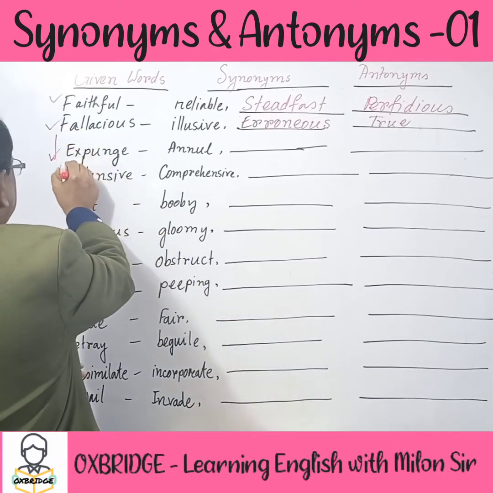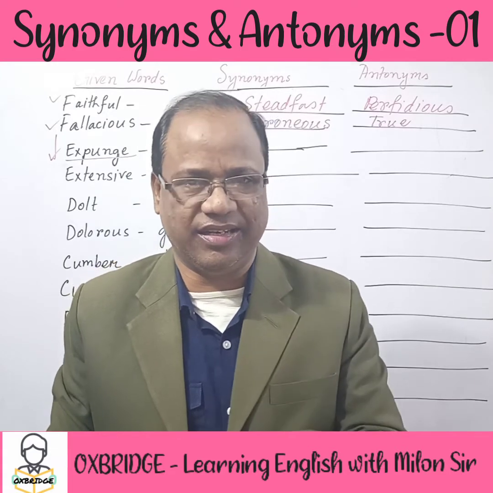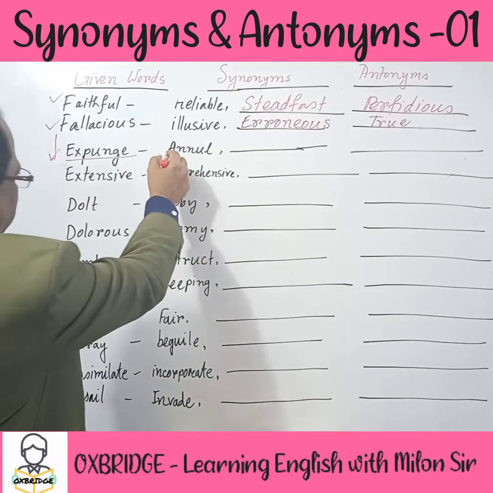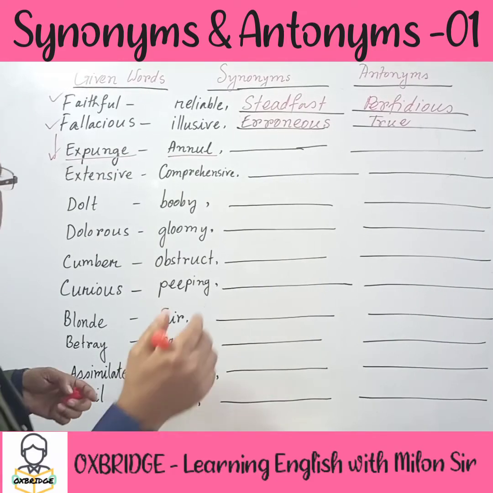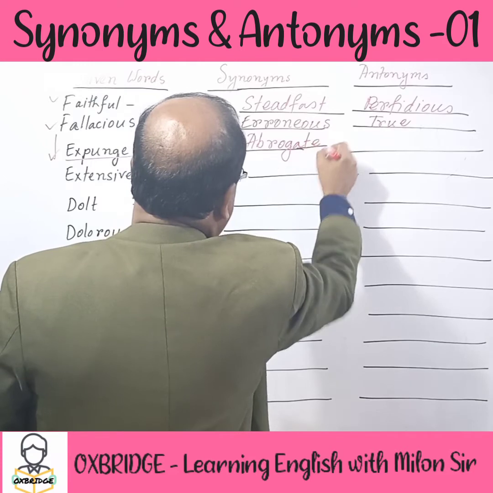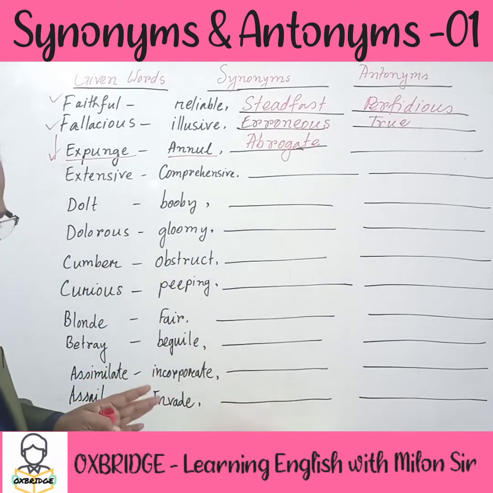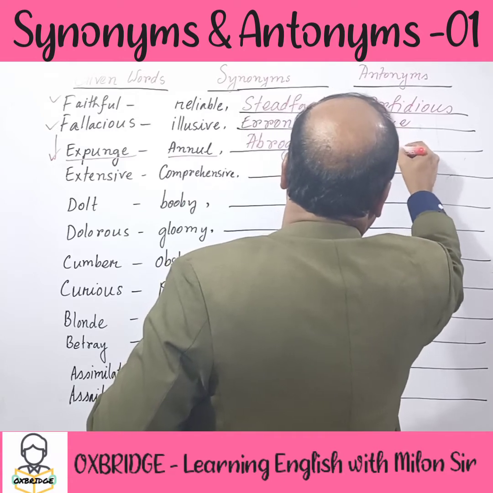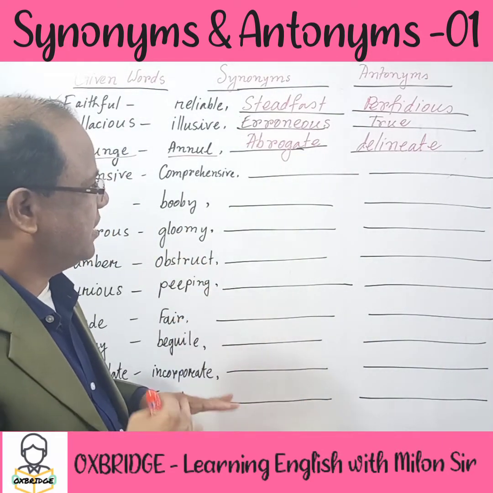Now let's go for the third one. You can see on the board, expunge. E-X-P-U-N-G-E. Expunge means to annul. Expunge means to cancel something. You can see on the board, annul. Annul means to cancel. So what can be the best synonyms for the word expunge? For expunge we can write abrogate. So abrogate, annul, expunge are the synonymous, and their antonym can be, you can write delineate. Expunge, annul, abrogate, and delineate.